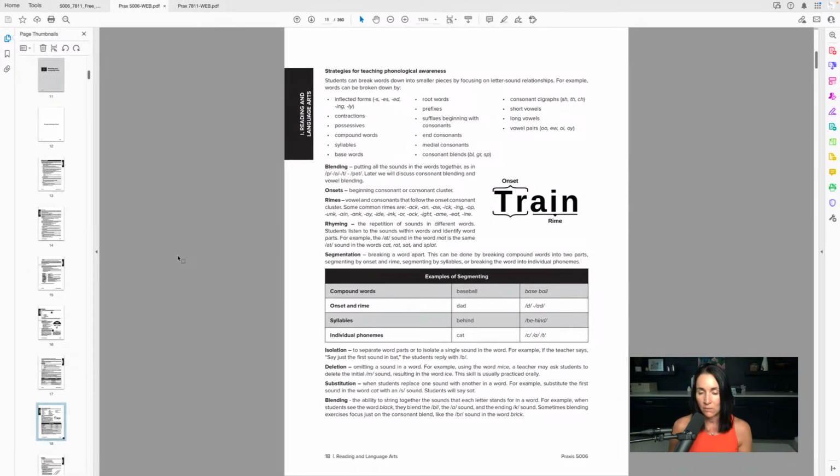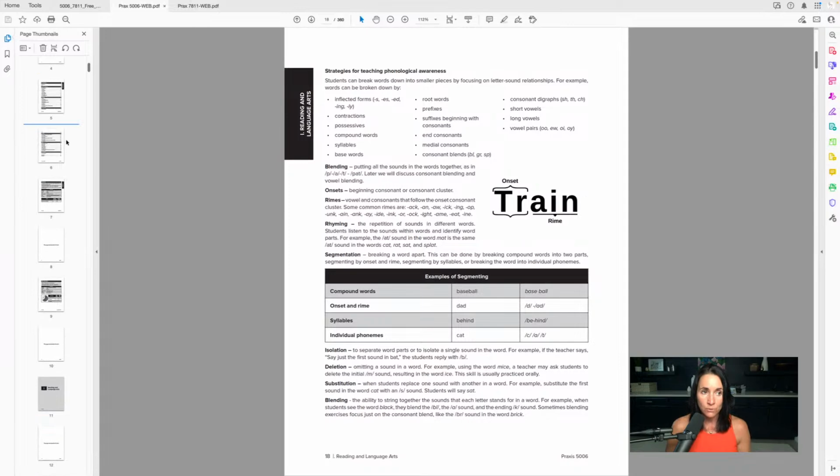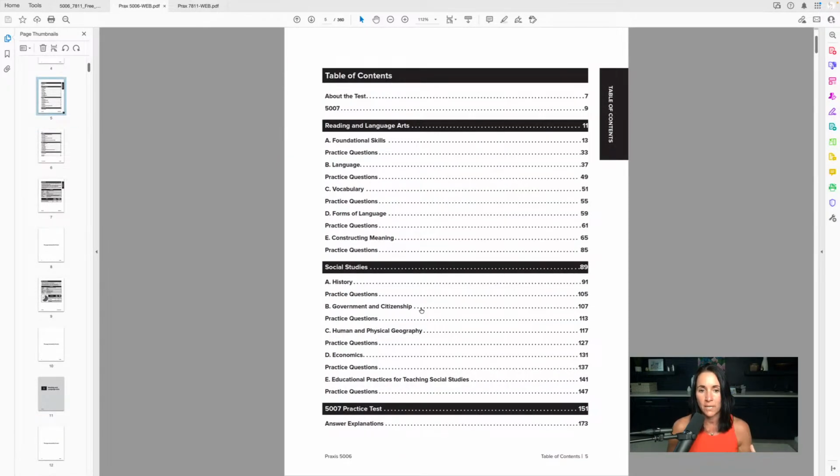There's just so much, especially when it comes to reading. The science of teaching reading is very complicated. There are a lot of skills that students need, and there are a lot of skills you need to understand. So that's really important, that when you do get the study guide, you read through this information.